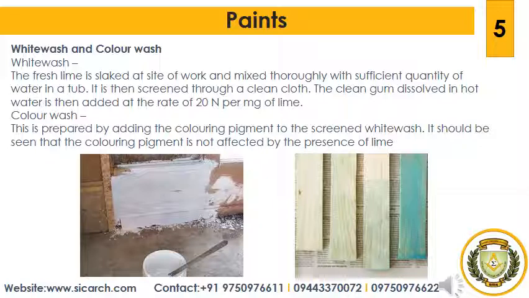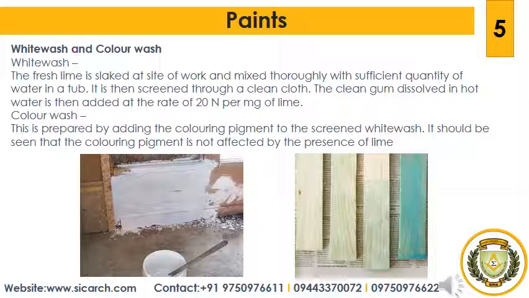A satisfactory work gives an opaque smooth finish with uniform white color and does not readily come off on the hand when rubbed. So next we will see about color washing. This is prepared by adding the coloring pigment to the screened whitewash. It should be seen that the coloring pigment is not affected by the presence of lime. Ordinarily, the yellow earth is popular for color washing.